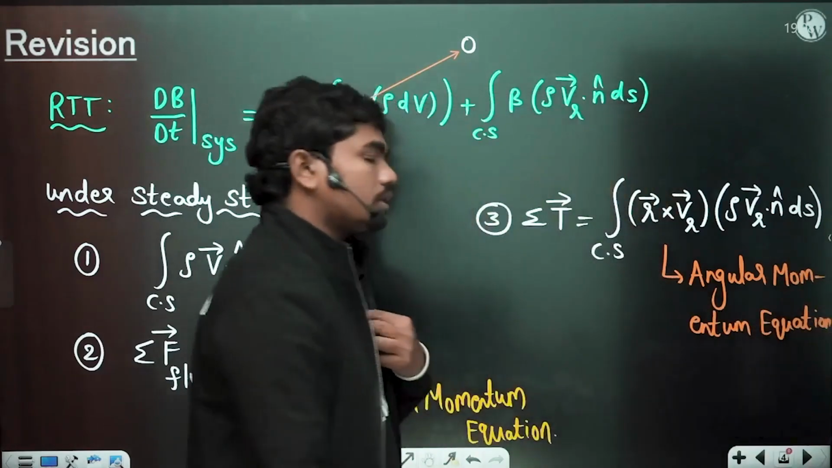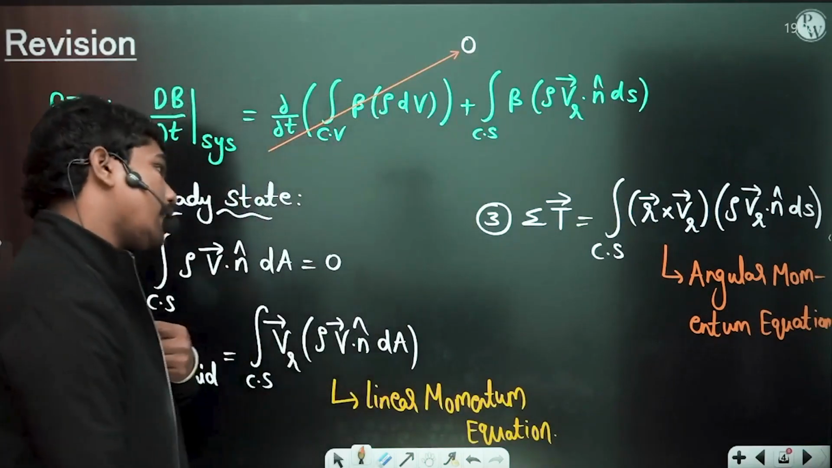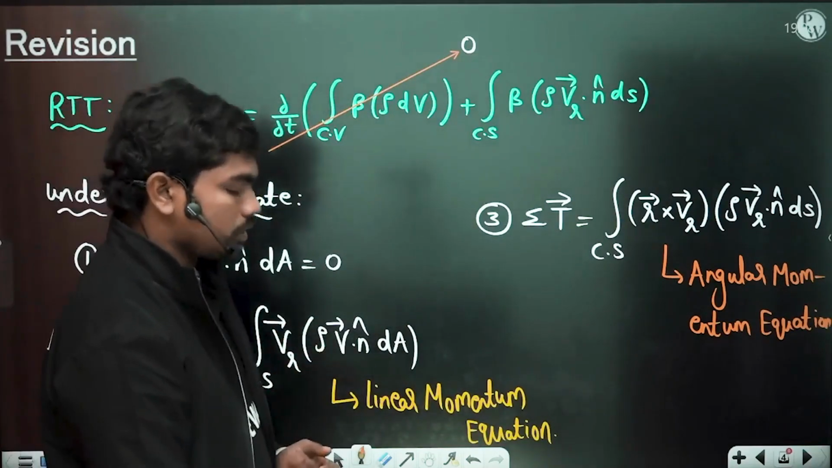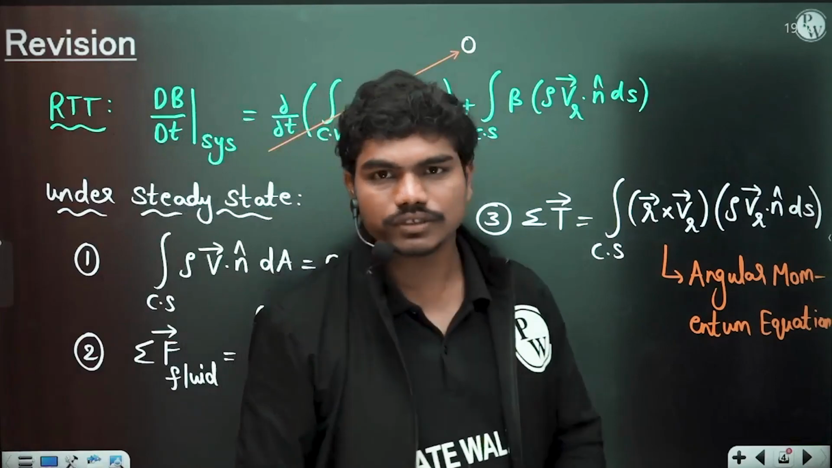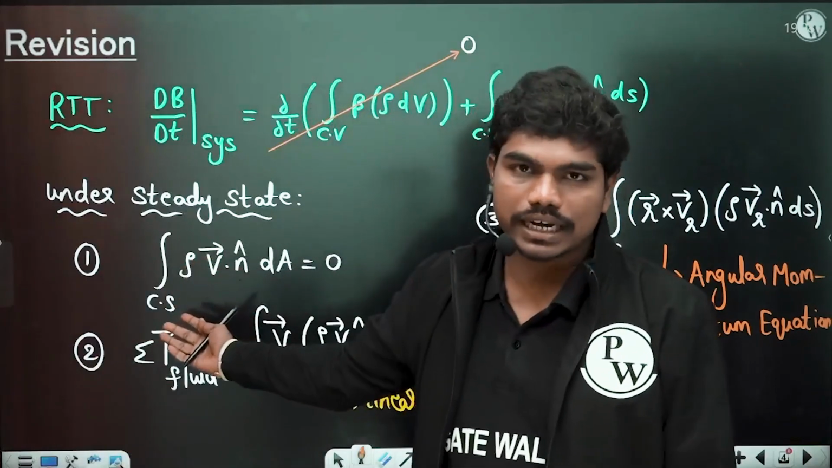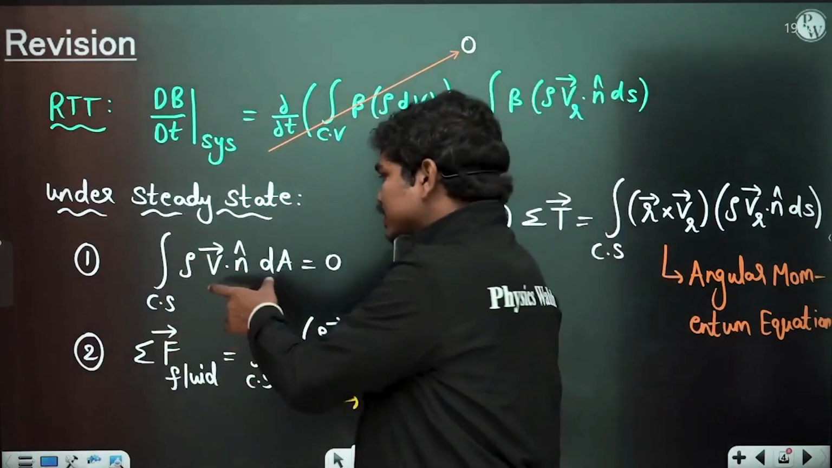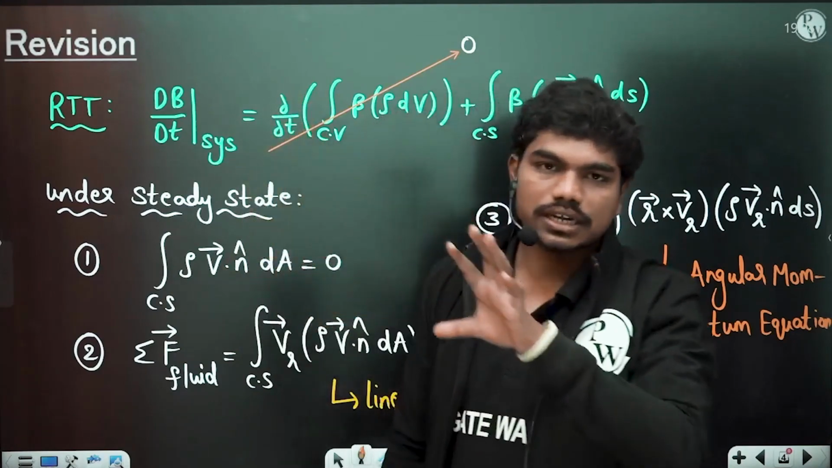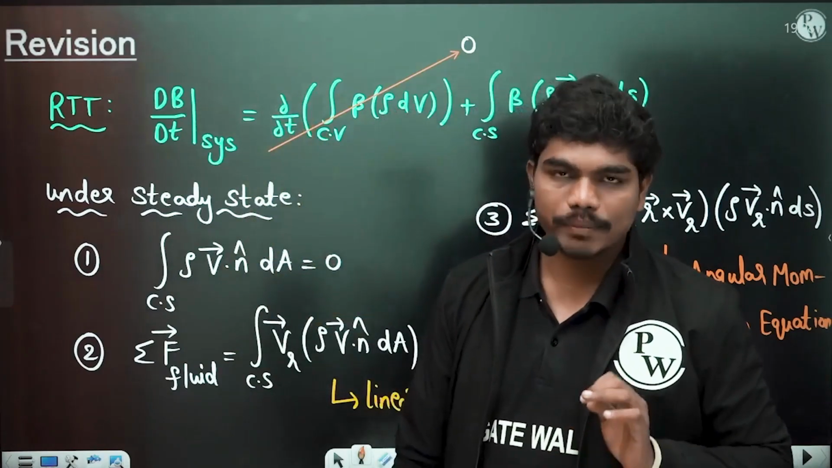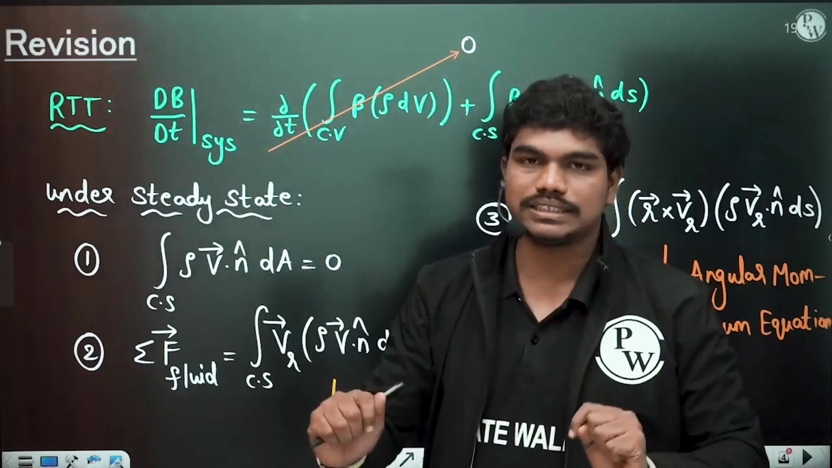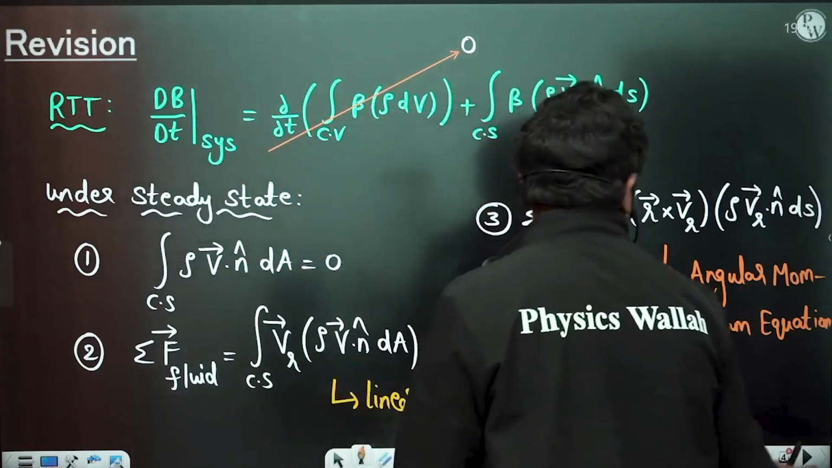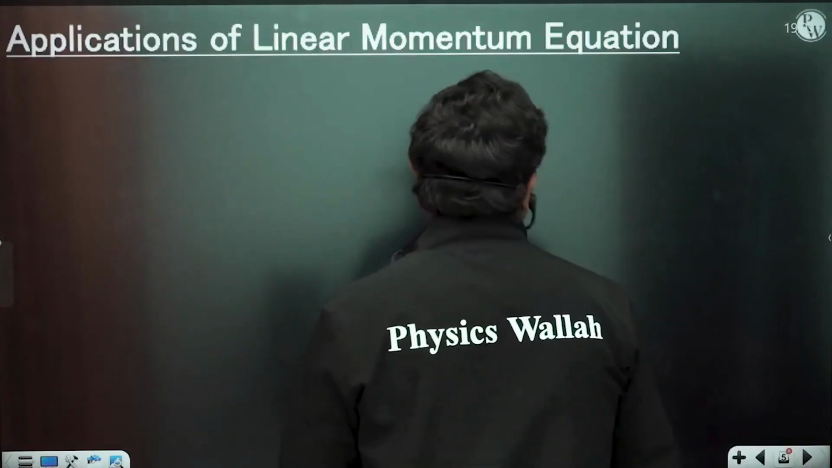Angular momentum equation. Okay, so we have talked about the angular momentum equation and the linear momentum equation. Now let us apply them. Of course, we have seen a lot of applications of the continuity equation. What is the meaning of this? Total mass crossing the control volume is actually 0. The meaning of this, let us suppose you have a pipe, for example. Applications of the linear momentum equation.